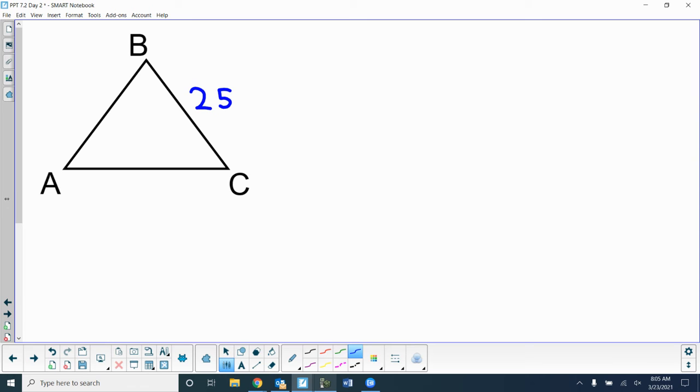Side A is 25, side B is 32, and side C is 40. All right, so find the three angles. So this is side, side, side.